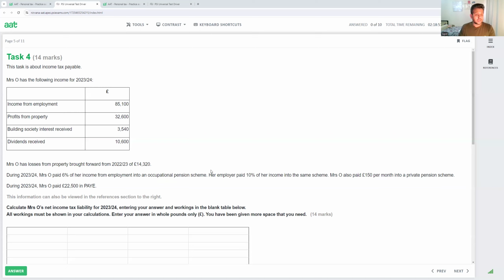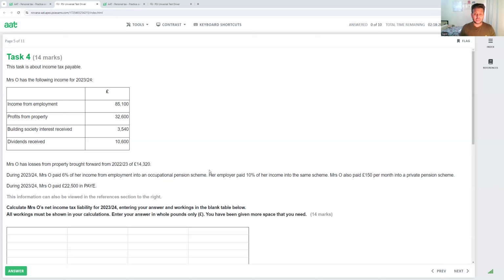So let's talk about this one. This question will definitely be in the exam, and you can expect at least 14 marks from the income tax calculation. A few things are very important for this question. The first thing you have to be very careful about is how to extend the basic band and how the pension works.